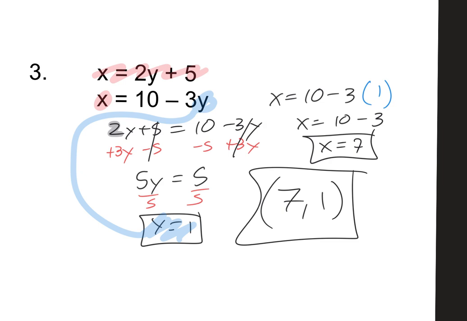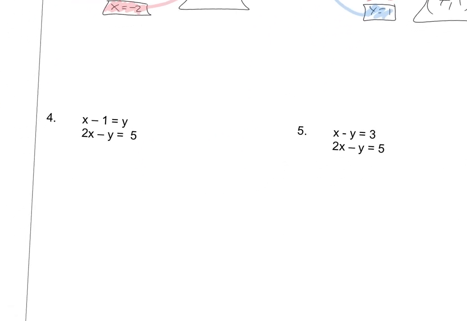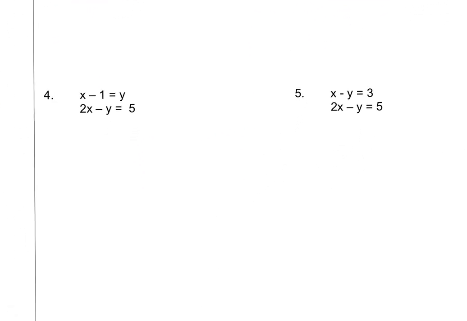Okay, so I want you to try 4 and 5. And I want to point out to you that on number 4, it's already solved for y. But on 5, it is not. But it would be really easy to solve for x because it's just one step and then you solve for x. So go ahead and give both of these a try and then unpause the video when you're ready to check your work.